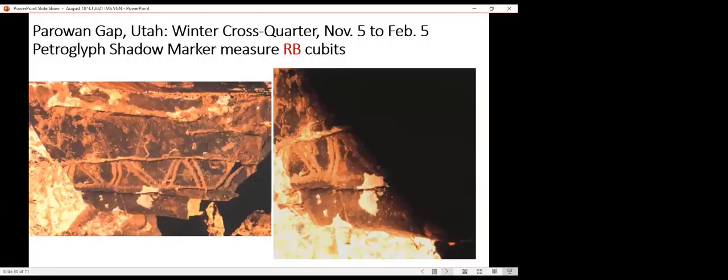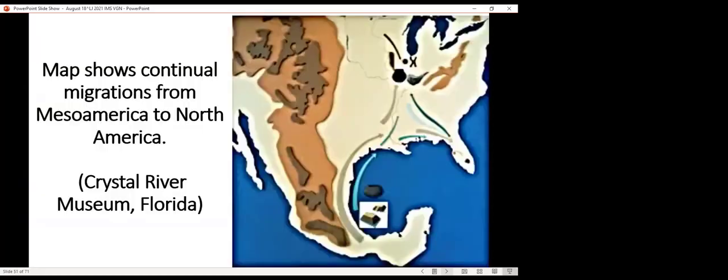Here at Parowan Gap, you see this panel. Looks familiar, doesn't it? With Izapa's triangle panels. And it measures the winter cross quarter from November 5th to February 5. And the shadow marker measures the Babylonian cubit as well. There are many such measures there. I invite you to investigate getting the Parowan Gap book and studying those.